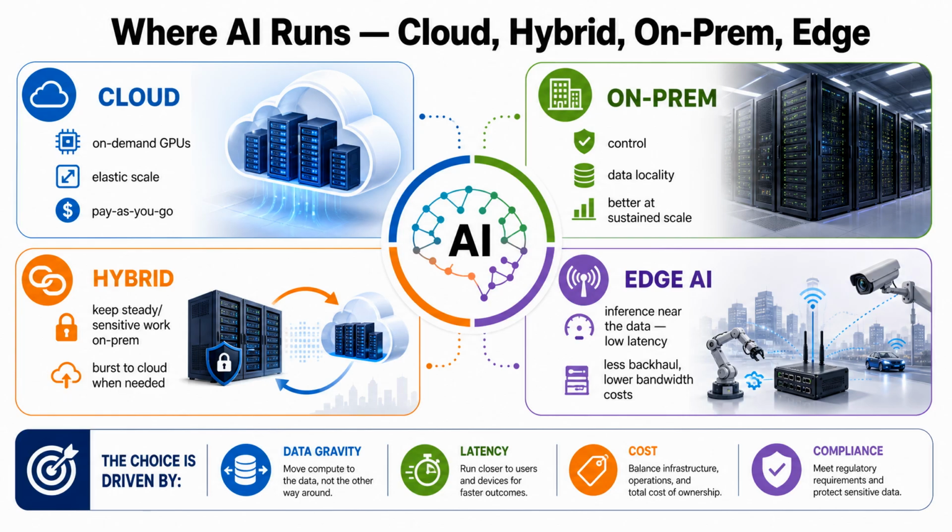Data gravity: move compute to the data, not the other way around, because big data is expensive and painful to move. Latency: run closer to your users for faster outcomes. Cost: balance infrastructure, operations, and total cost of ownership. And compliance: meet regulatory requirements and protect sensitive data. Here's the thing, it's almost never one size fits all. Most enterprises land on a hybrid mix, which is exactly why Cisco solutions are built to span on-prem and cloud.